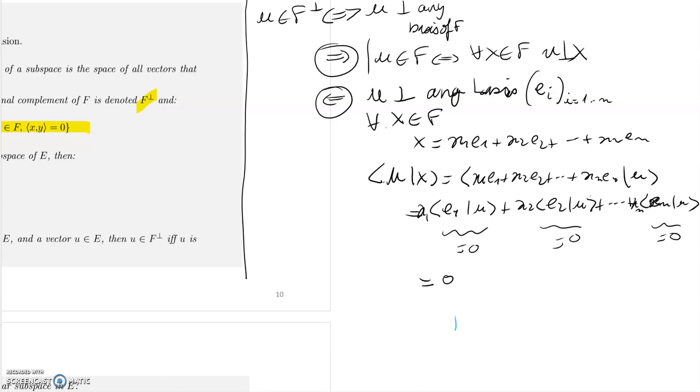And so for any x in F, I really have that the scalar product of x with u is equal to 0. So in the end, it just means that u belongs to F orthogonal. Okay, and that proves proposition 6.